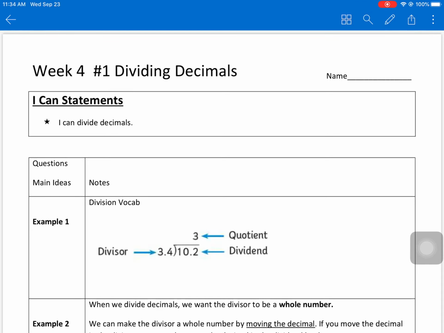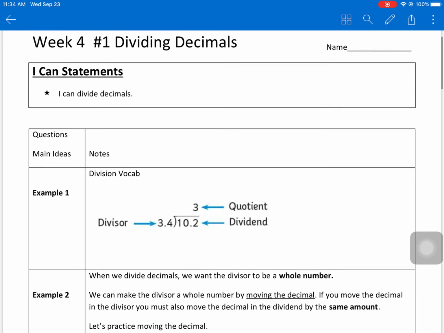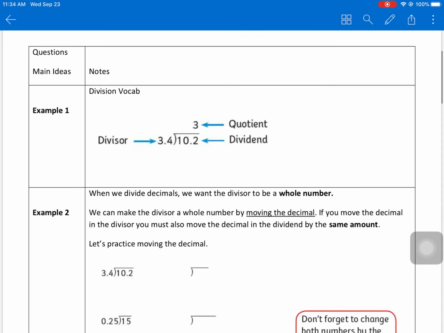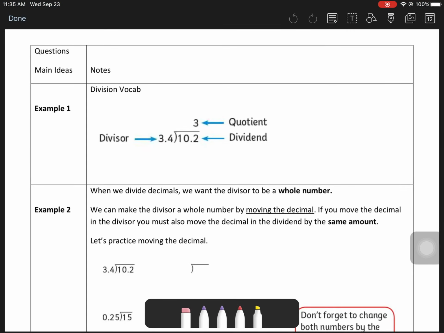In this lesson, we're going to be reviewing and working on dividing decimals. So, taking a look at division vocabulary, the number that is outside of the division symbol is the divisor. The number that's inside is the dividend, and of course our answer is our quotient. So divisor's outside, dividend inside, and the answer is our quotient.